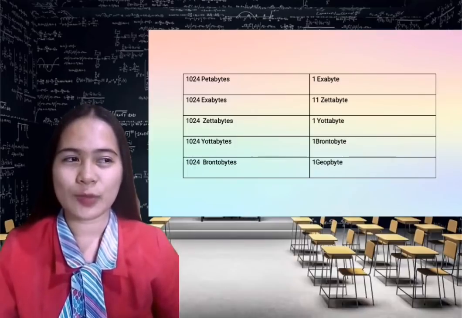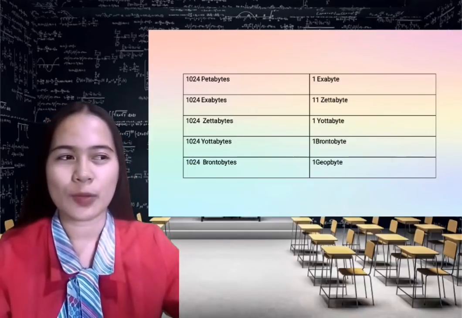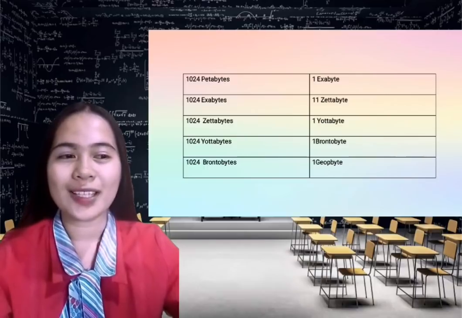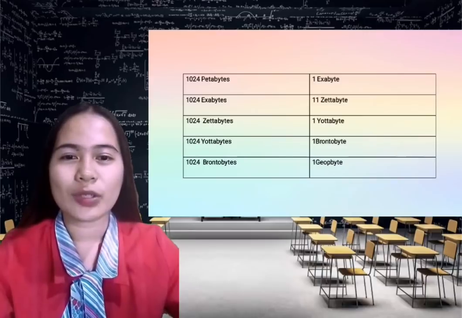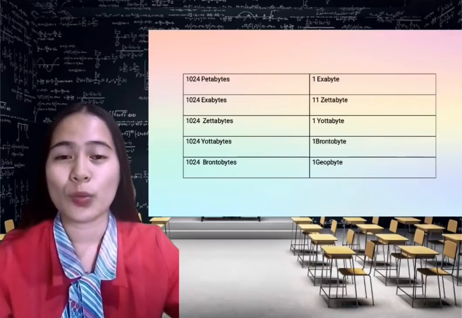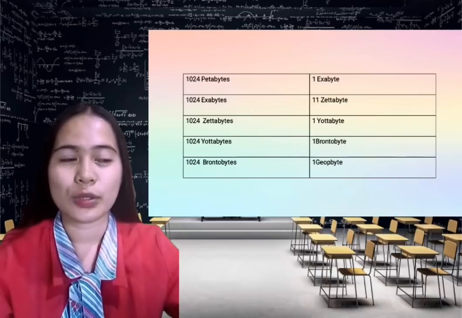1024 petabytes is equal to 1 exabyte. 1024 exabytes is equal to 1 zettabyte. 1024 zettabytes is equal to 1 yottabyte. 1024 yottabytes is equal to 1 brontobyte. And 1024 brontobytes is equal to 1 geobyte.